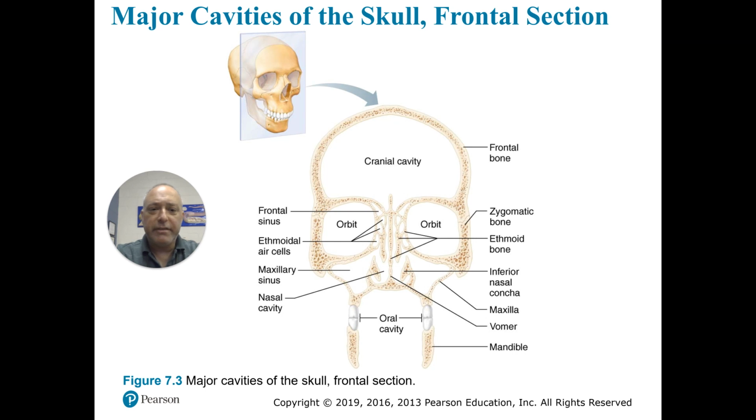So the major cavities of the skull, in the frontal section, we've got the cranial cavity, the two orbits, various sinuses, which we'll get into, and an oral cavity. The bones that make up the frontal section are the zygomatic bone, the ethmoid, inferior nasal concha, maxilla, vomer, mandible.